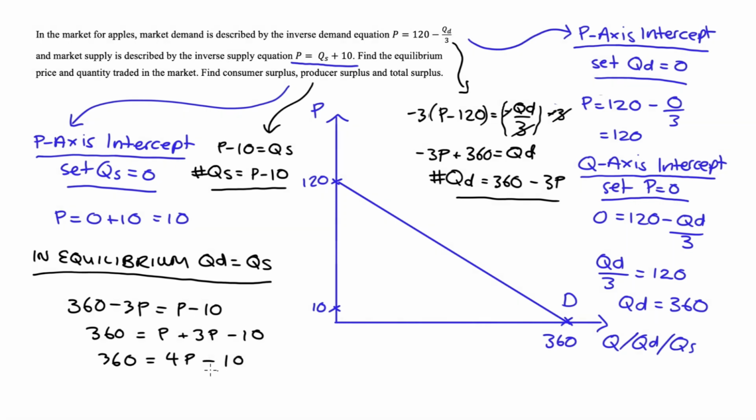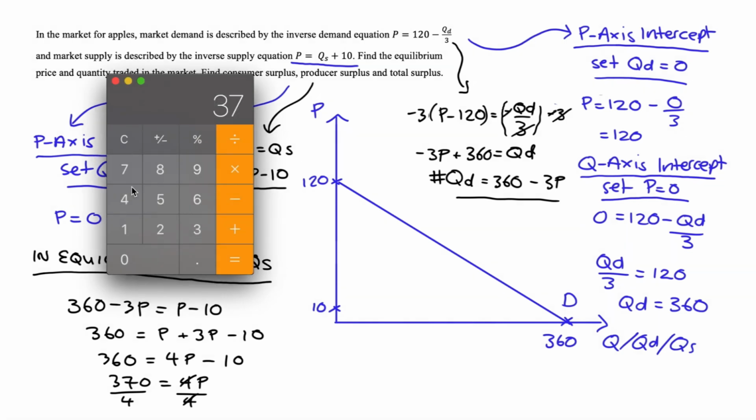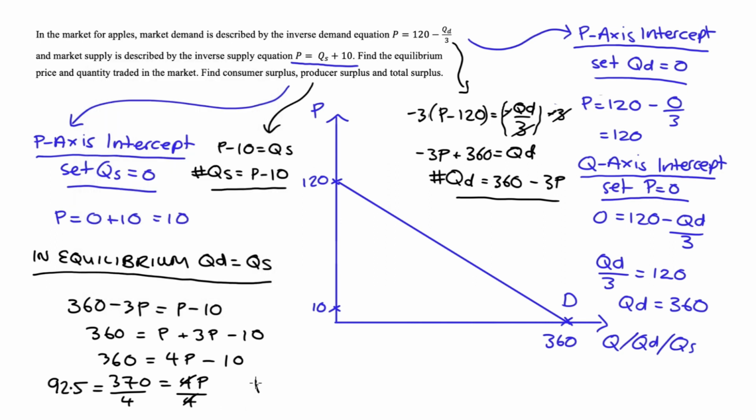I can then add 10 to both sides, and I'm left with 370 is equal to 4P. And then I can divide by 4, and that will give me P is equal to 370 over 4. I'll just get my calculator up. And it's 92.5. So we have P star, that's our equilibrium price, is 92.5. We can then substitute that equilibrium price either into our demand or our supply equations to find the quantity. That will be our equilibrium quantity, Q star.